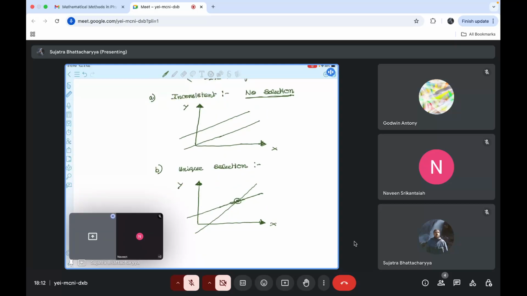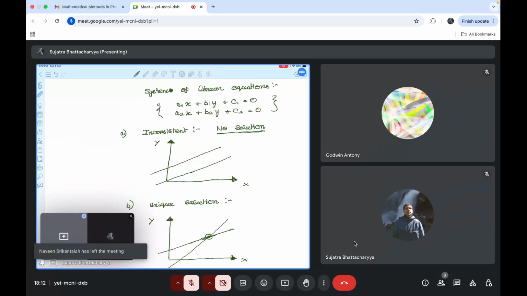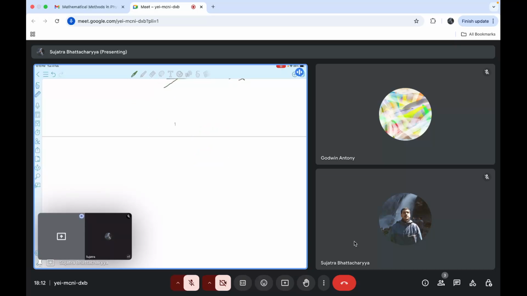One category is no solution, two parallel lines based on the values of a1, b1, and c1, whatever it is. Second is the unique solution. Again, we change the values of a1, b1, c1 in such a way that they are intersecting at a particular point. That is the unique solution, one and only one solution. Okay, this is the second category.